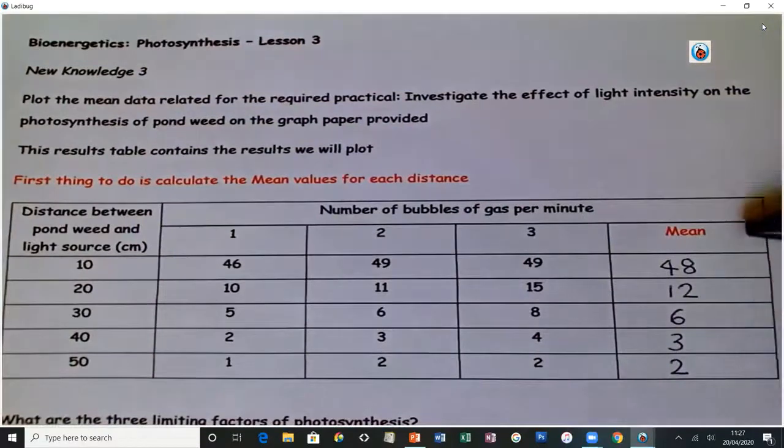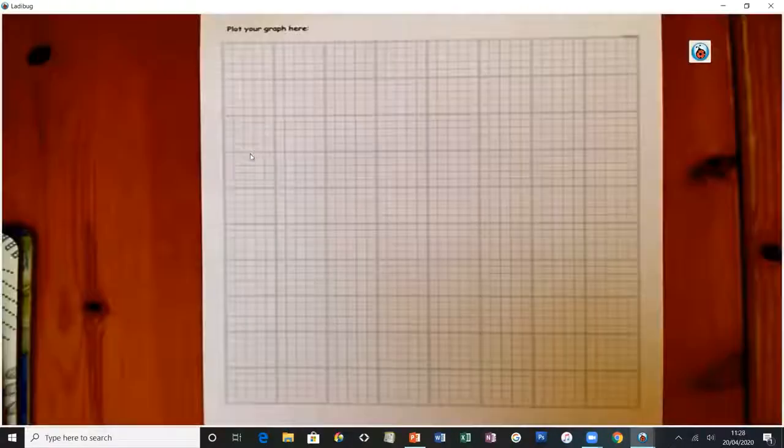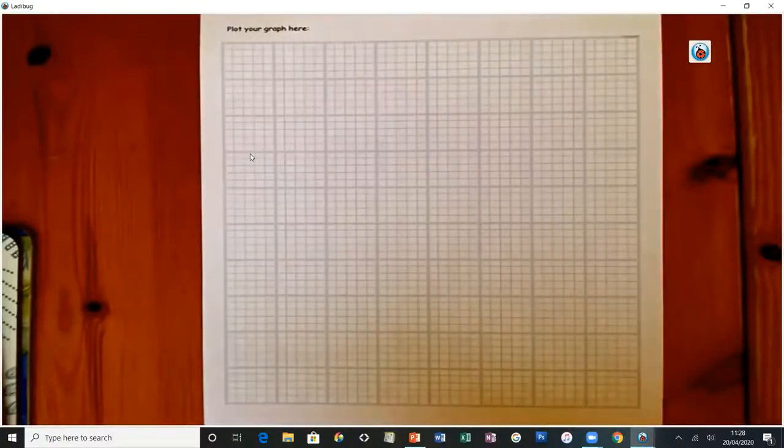This mean data is the data that we are going to use to plot our graph. Okay, so what we need to do now is to get the graph paper. Hopefully you've got the graph paper. Here it is under the visualizer, and I'm now going to draw the graph with you.